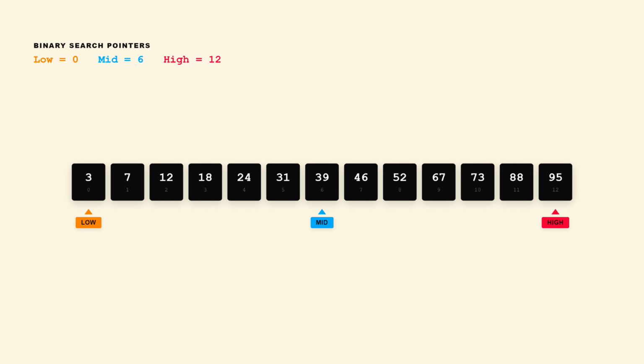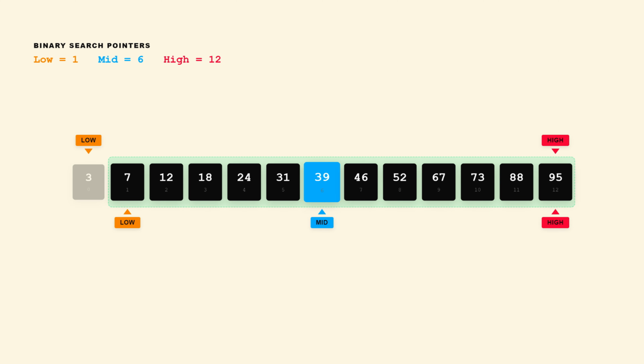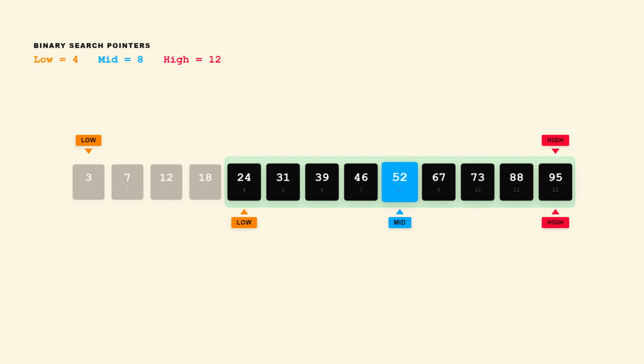To navigate this sorted terrain efficiently, the binary search algorithm tracks three specific positions using variables called pointers: low, high, and mid. The low pointer starts at index 0, the very beginning of the array, while the high pointer marks the very last index. Together, they establish the boundaries of our active search window.